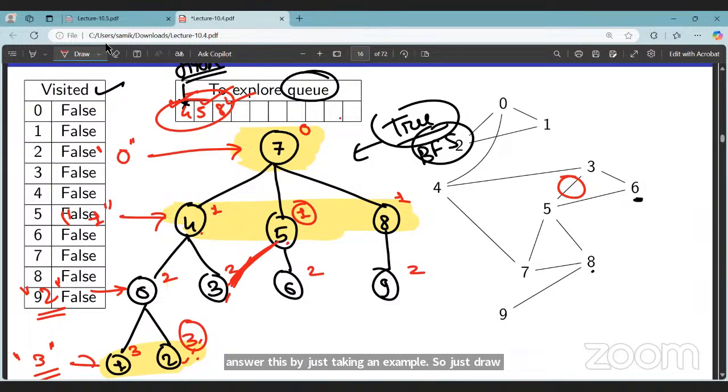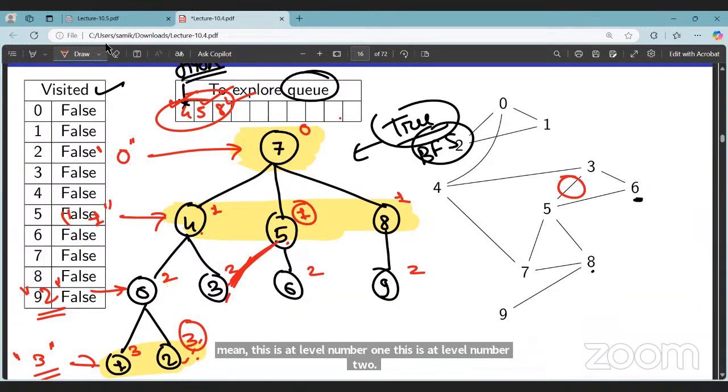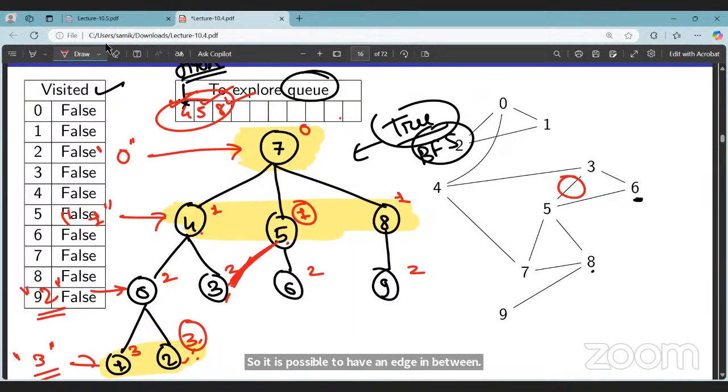See, these two vertices have only one level difference. This is at level number 1, this is at level number 2. So it is possible to have an edge between them. If the difference is more, then we'll say that it's not possible, like in the case of 2 and 5. But since here the difference is only one level, we can say that.